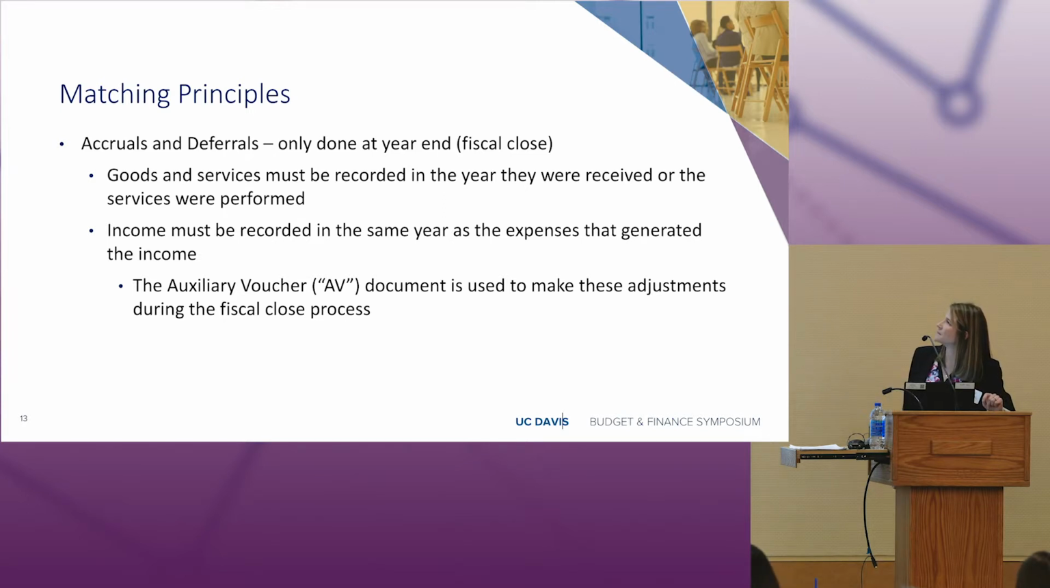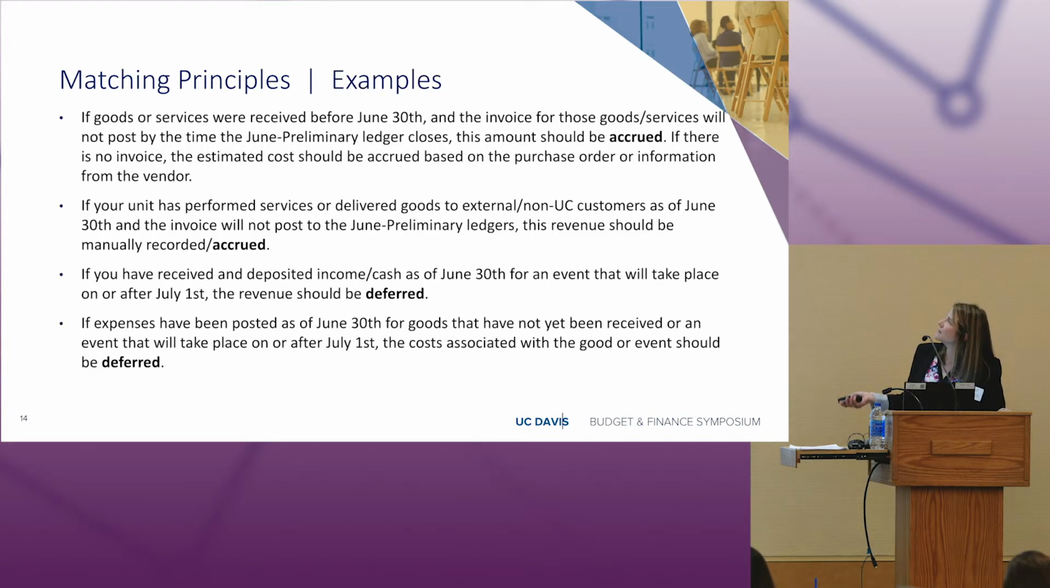So same thing with income. And you might all be very familiar with the AV voucher. If you're involved in the fiscal close process, you probably know the AV voucher well. And a lot of this information is on our website, so just keep that in mind. So here are some examples. The first two are going to be talking about accruals. Again, one's accruing expenses, one's accruing revenue.